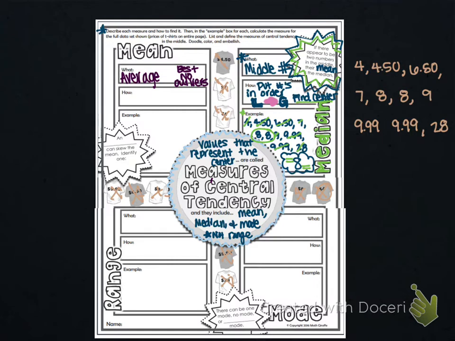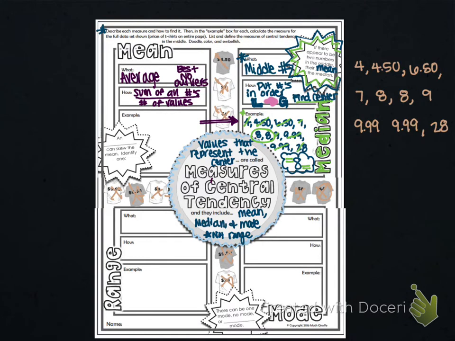So if there's no outliers, that's going to give you a pretty pure middle number. And what we're going to do is find the sum of all numbers and divide that by the number of values in the problem. Okay, so for example, we're going to use this data set right here, and we're going to add up all the numbers.